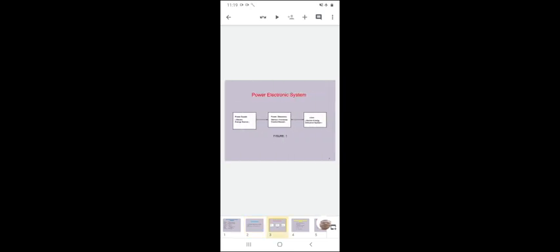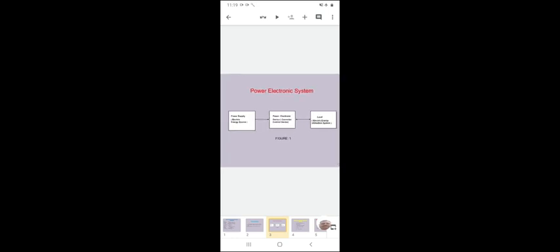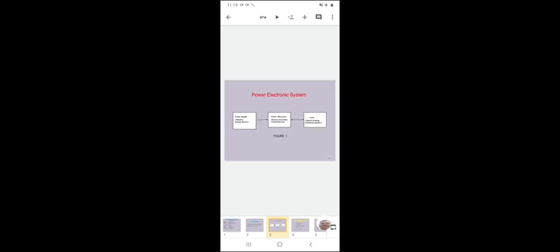So this is the power electronic system. First we give the power supply to the power electronic devices. Next we obtain the converted energy for the load, the electrical utilization system. There are three parts in the power electronic system: first power supply, next power electronics devices, next utilization system.